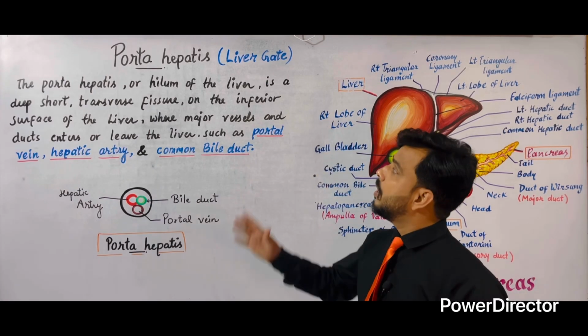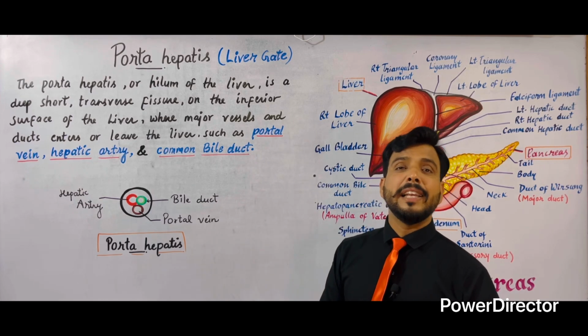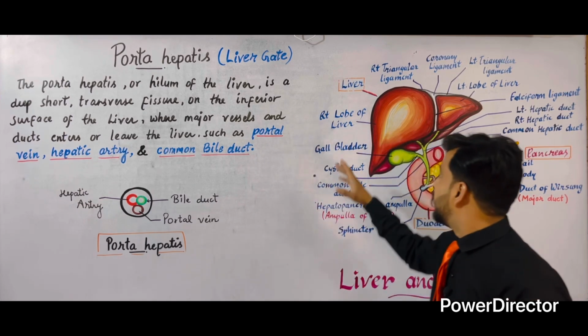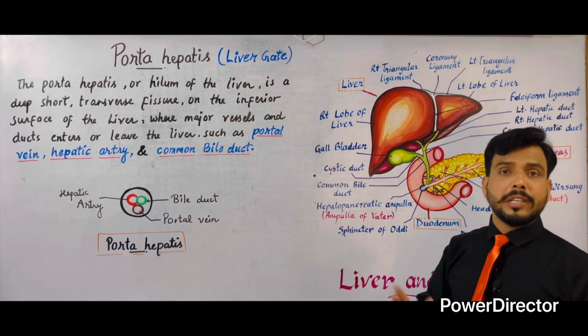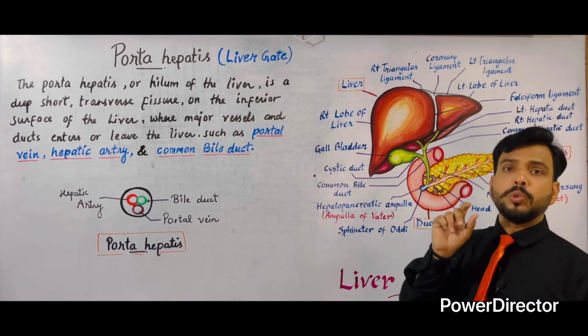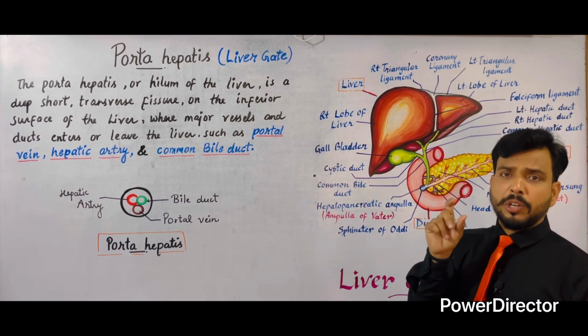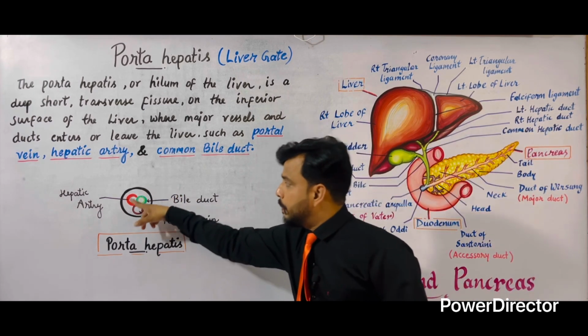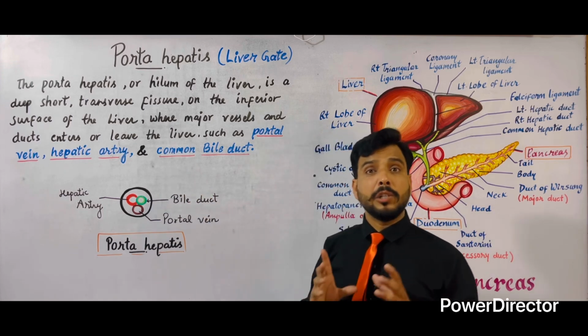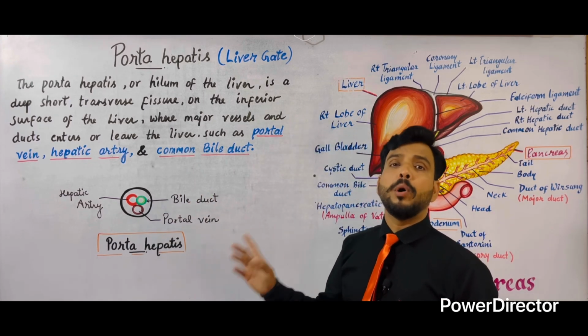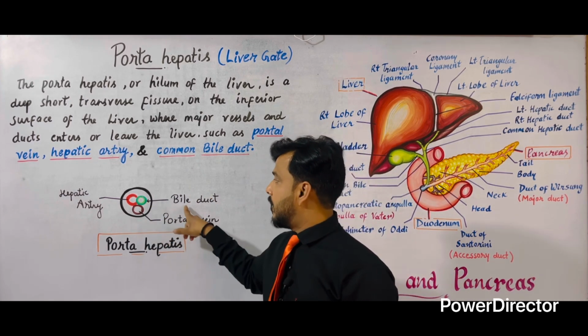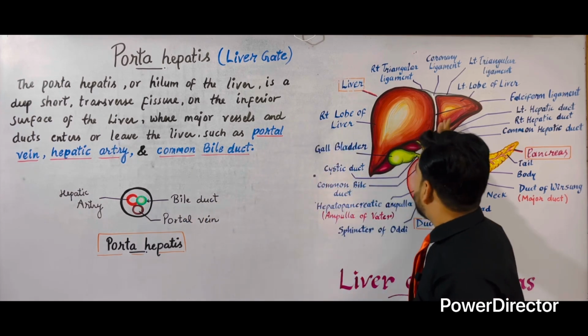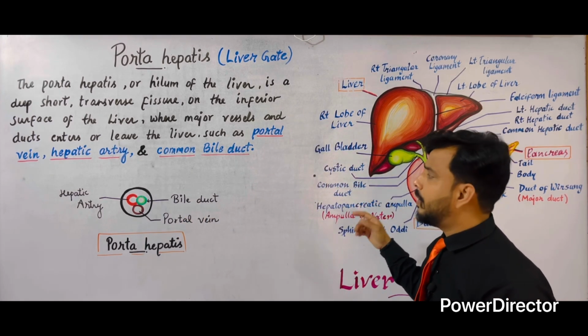Now we'll talk about the porta hepatis, or you can say the liver gate. This is the liver, and some important structures enter into the liver through a minute pore, or you can say a fissure or a gate, which is called the porta hepatis. So this is the porta hepatis, an entry gate into the liver, by which 3 important ducts pass. Number 1, the bile duct, which receives the bile juice from the liver.